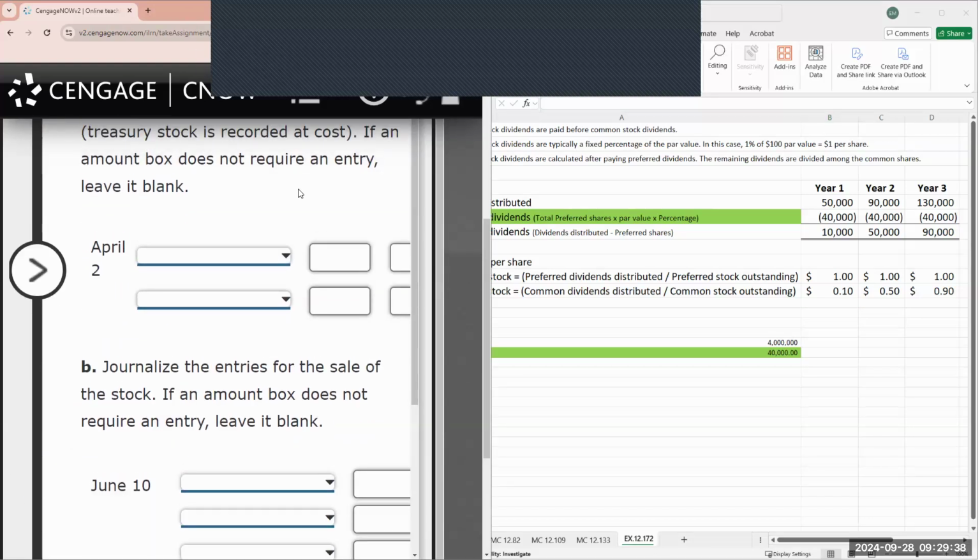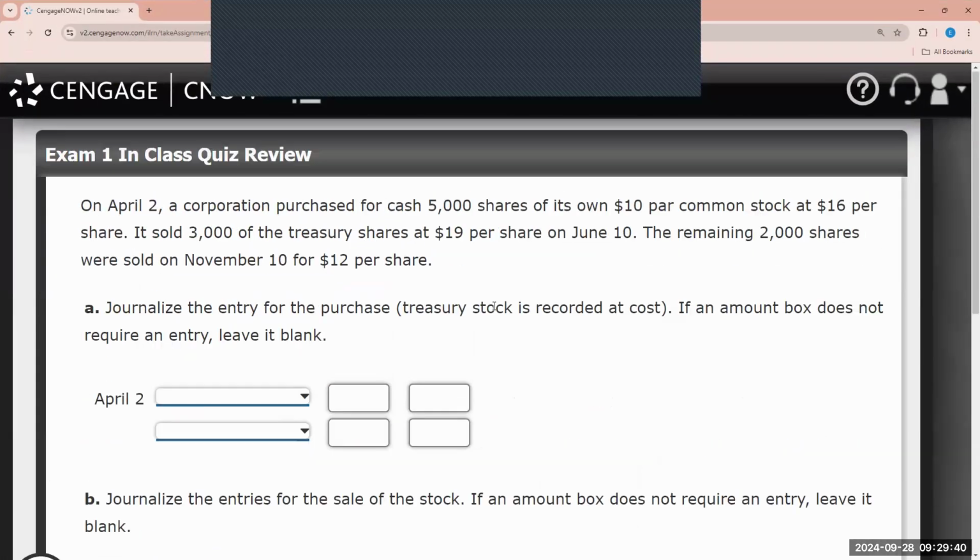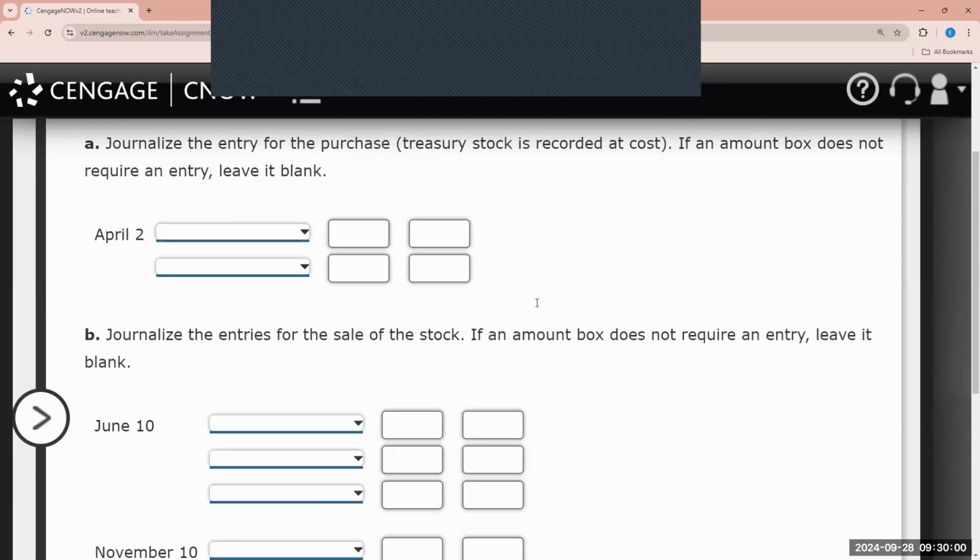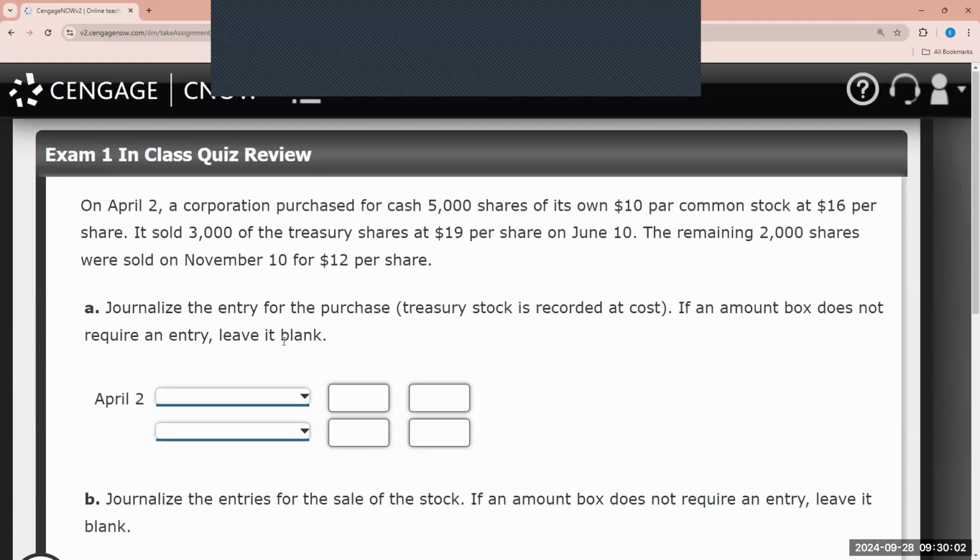All right, so this brings us to our last problem. Here it asks us: on April 2nd, a corporation purchased for cash 5,000 shares of its own $10 par common stock at $16 per share. It sold 3,000 of the treasury shares at $19 per share on June 10th. The remaining shares were sold on November 10th. So it's asking us to record these journal entries.